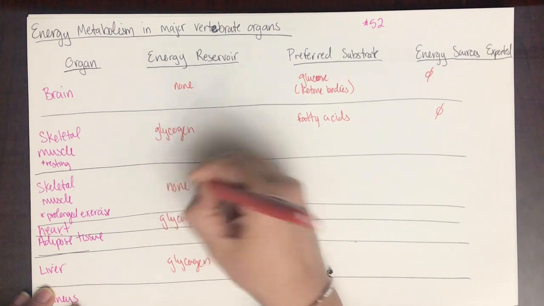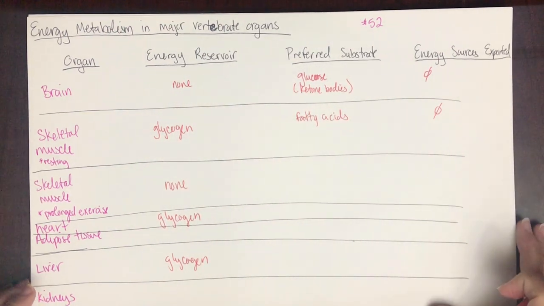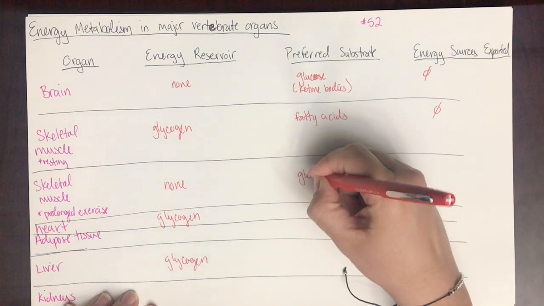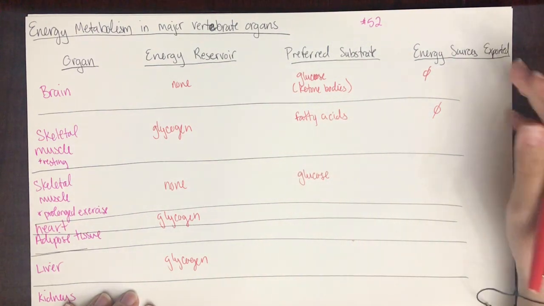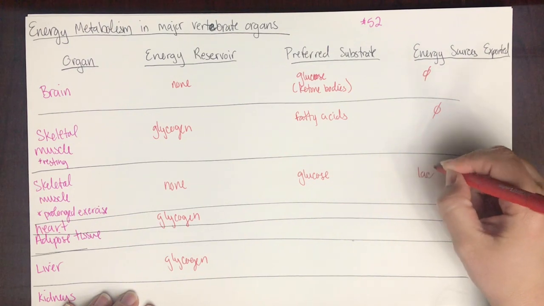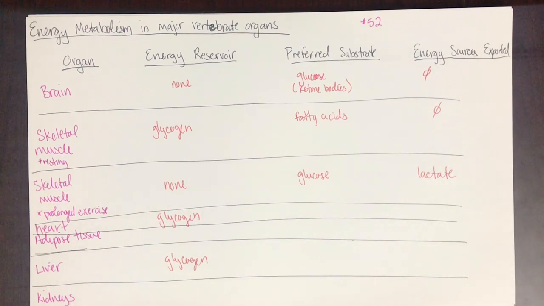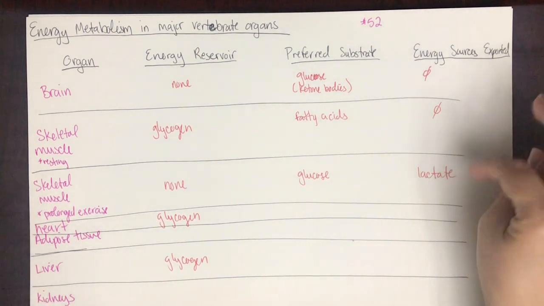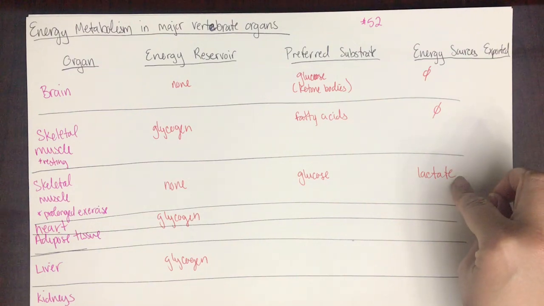Okay, so let's look at the two types of skeletal muscle, resting versus prolonged exercise. So prolonged exercise does not have any glycogen left. Its preferred substrate is glucose, and its energy source exported is lactate. Lactate is just the conjugate of lactic acid. So you'll hear people say when your muscles are sore that it is stored up lactic acid in your muscles. And that is a little bit true. Lactic acid will make your muscles burn, and that's the actual lactic acid that's being produced.